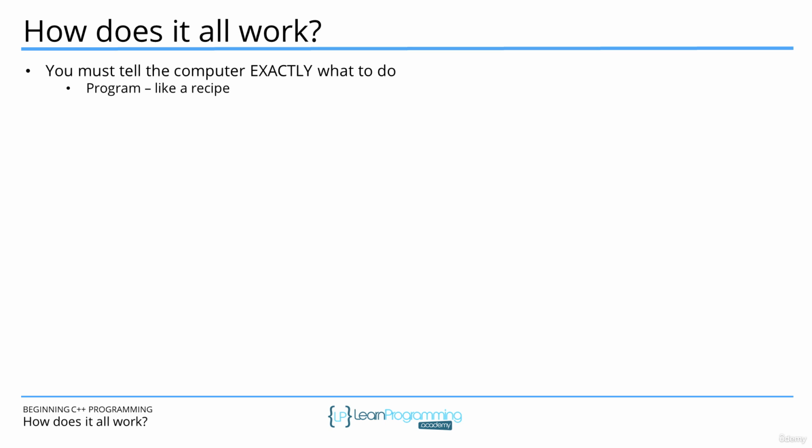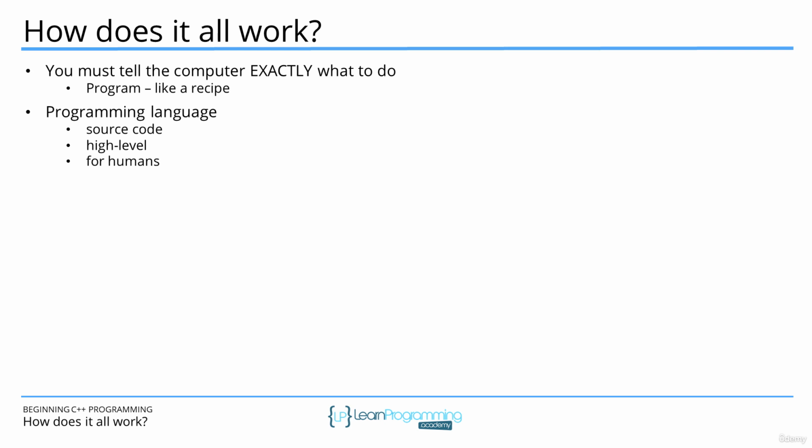So when we write programs, we need to be very, very explicit about what we want the computer to do. Otherwise, our result will probably be incorrect. In order to write programs, we use programming languages. There are many, many programming languages out there. In this class, we'll be using C++.